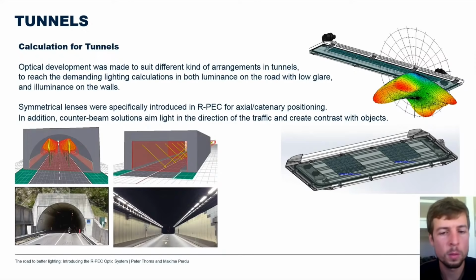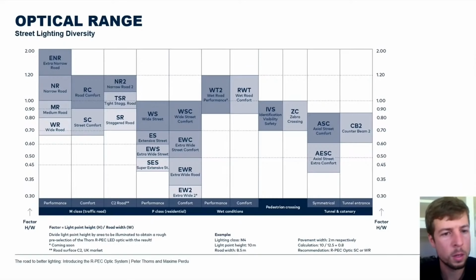In addition, we also made symmetrical optics for the interior section of the tunnel. It means that there is the same amount of flux in the frontward and backward directions, but also in the left and right directions. That's why we could develop a complete product addressing all types of tunnels with every number of lanes. And that's it for the technical description of the range.